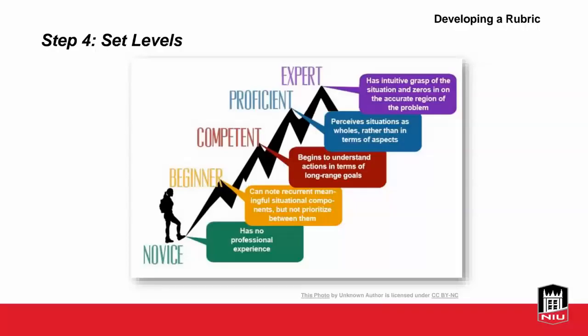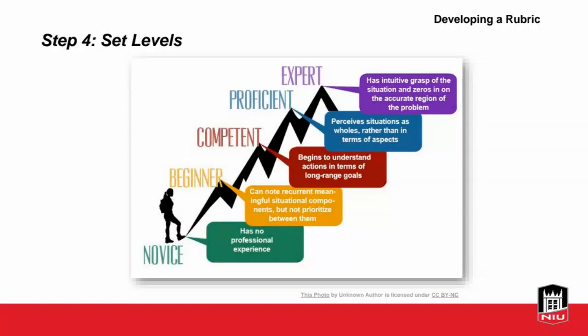So again, begin with fewer levels. Distinguish between work that does or doesn't meet the criteria. So what are the highest and lowest levels of performance, and then write your descriptors for those. Those are going to be the easiest descriptors to write, because it's sometimes difficult to make those finer distinctions within the middle of the rubric.